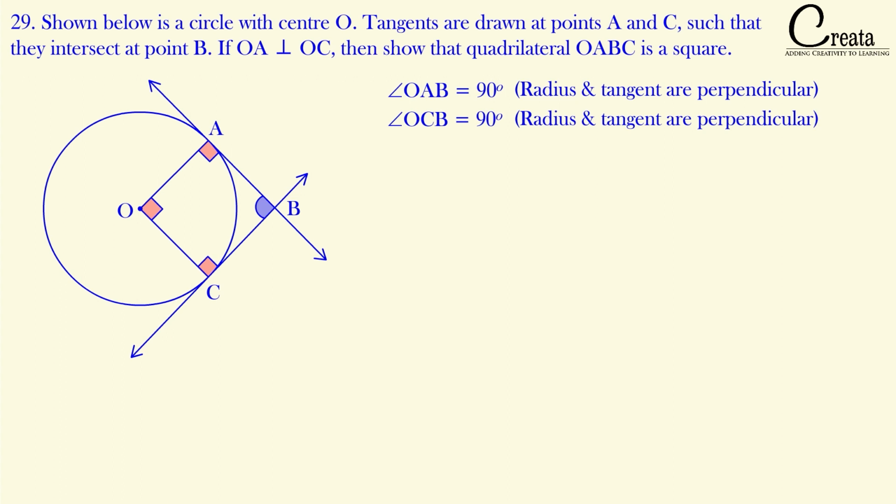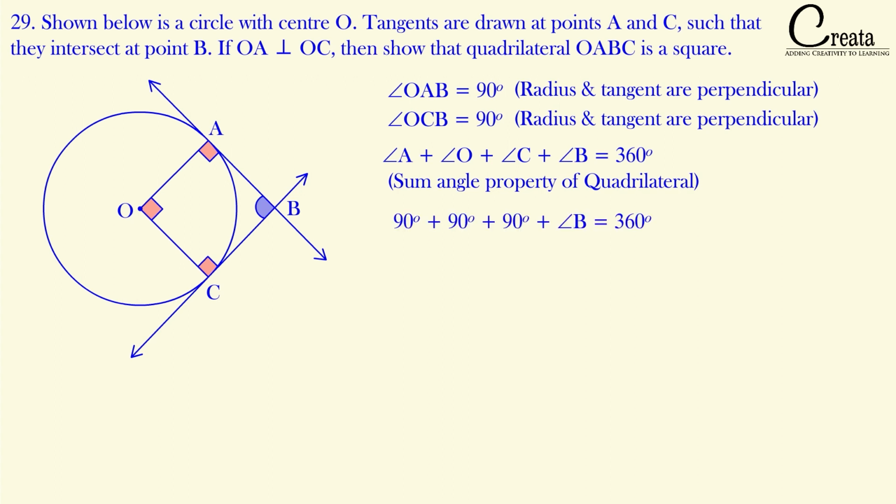We will use the angle sum property of the quadrilateral, that is, the sum of all four angles of a quadrilateral is equal to 360 degrees. Angle A plus angle O plus angle C plus angle B is equal to 360 degrees. The three angles are 90 degrees, so let's put it into the equation. We get angle B also equal to 90 degrees. All four angles are equal to 90 degrees. One part we have done.